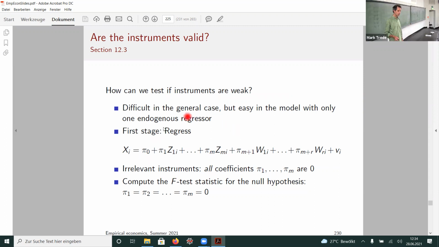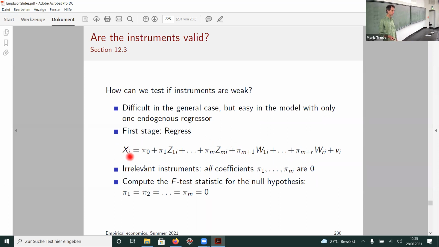All right. So how can we test if the instruments are weak? Well, let's go back to the slightly more general case where we have many instruments, but only one X. And I've just talked about that. So if the instruments are relevant, then not all these coefficients must be 0. Some might be 0, but not all of them must be 0. Okay, so in other words, we do have weak instruments or irrelevant instruments if they are all 0. So that's the case that we need to rule out.